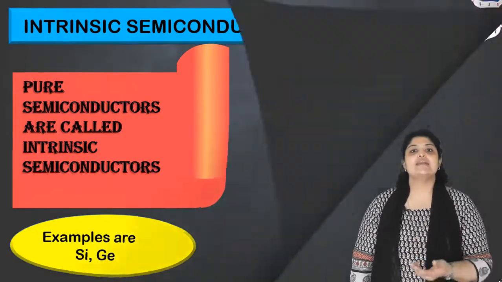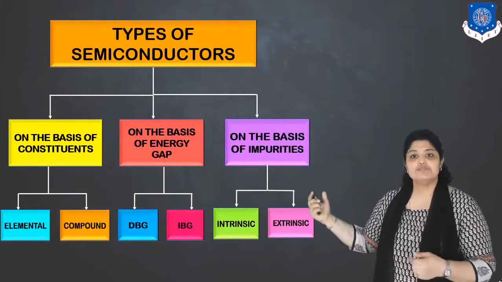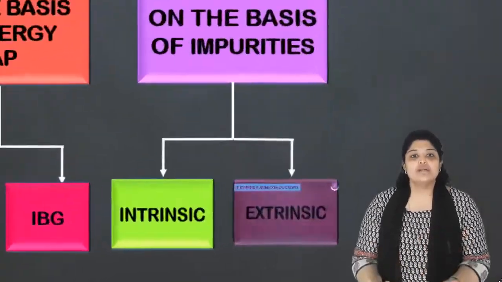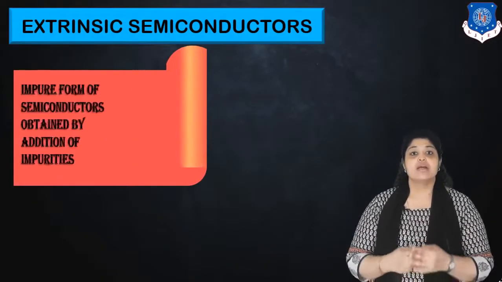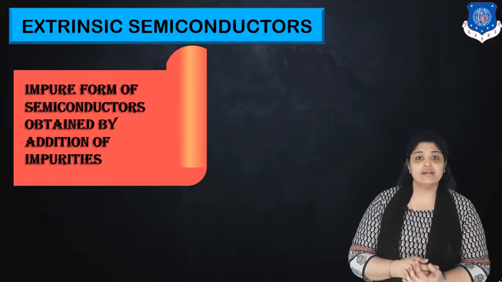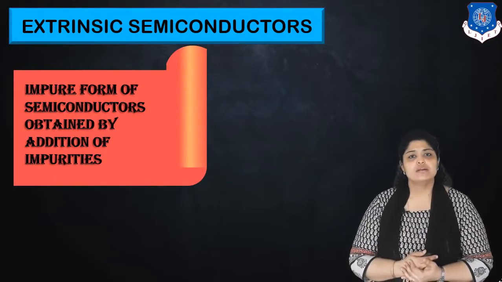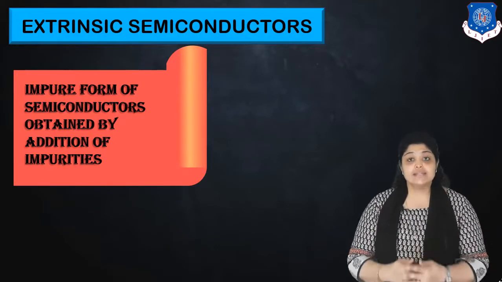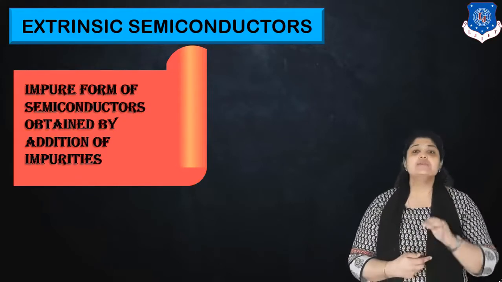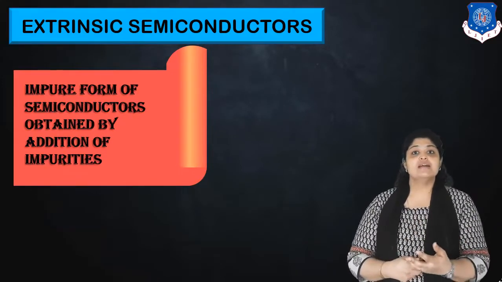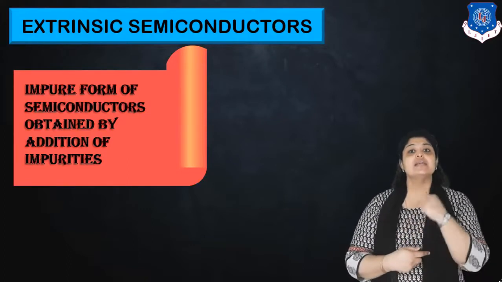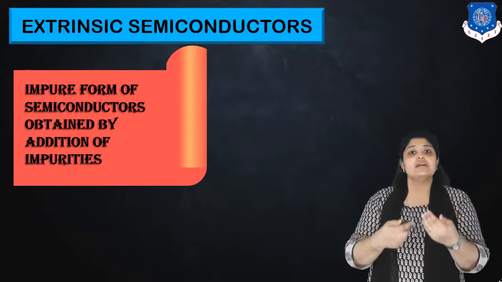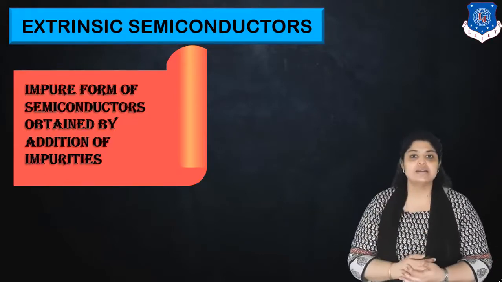Let's see what the second category of semiconductors is on the basis of impurities. They are called extrinsic semiconductors. Let's have a look at what extrinsic semiconductors are. They are the impure form of semiconductors obtained by addition of impurities. Why is there a need for impurity addition in semiconductors? It is to increase the conductivity. Now, semiconductor conductivity can be increased either by temperature or by addition of impurities. So we make the semiconductors impure in order to achieve a higher conductivity.